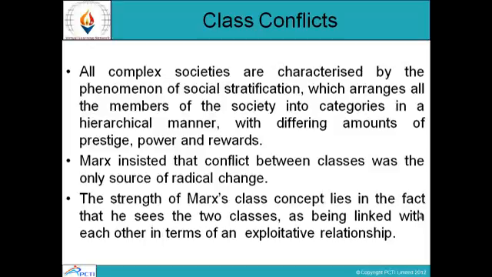Class conflicts. All complex societies are characterized by the phenomenon of social stratification, which arranges all the members of the society into categories in a hierarchical manner with differing amounts of prestige, power, and rewards. Marx insisted that conflict between classes was the only source of radical change. The strength of Marx's class concept lies in that he sees two classes as being linked with each other in terms of an exploitative relationship. The haves have the economic power, they exploit the have-nots, and due to their economic power, they also have power in political and social spheres.